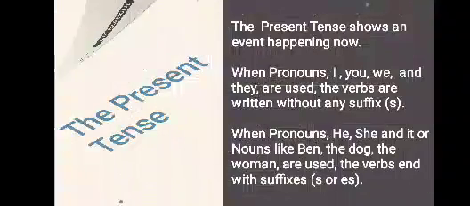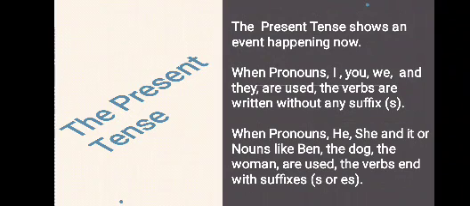The present tense. The present tense shows an event happening now. When pronouns I, you, we, and they are used in an event, the verbs are written without any suffix s. Remember, suffix is the word you add at the end of a root word. So I give you an example of a present tense sentence. I eat rice and chicken every morning. The eat there is without an s.